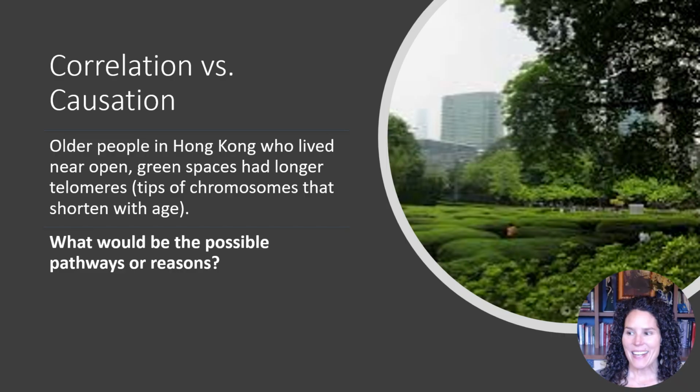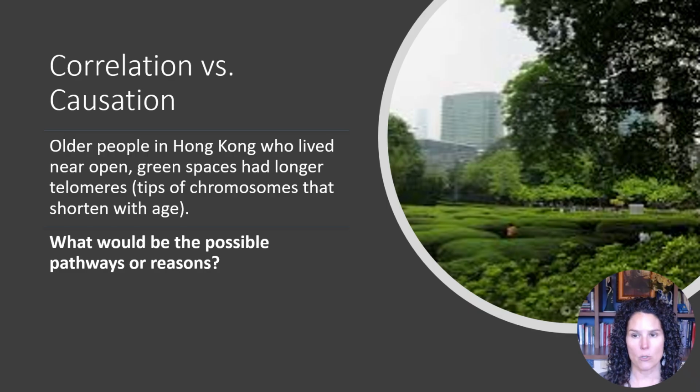Okay, so I see studies like this a lot in the media, that will say something like older people in Hong Kong who lived near open green spaces had longer telomeres, which is the tips of our chromosomes that tend to shorten with age. And so we want them to stay long so that our cells can keep dividing, we can live longer. And the implication when the media writes about studies like this, even though it's a correlational study, they didn't randomly assign people to live near green spaces, is implying that it's causal, right? That if we all moved to a green space, we'd all live longer.